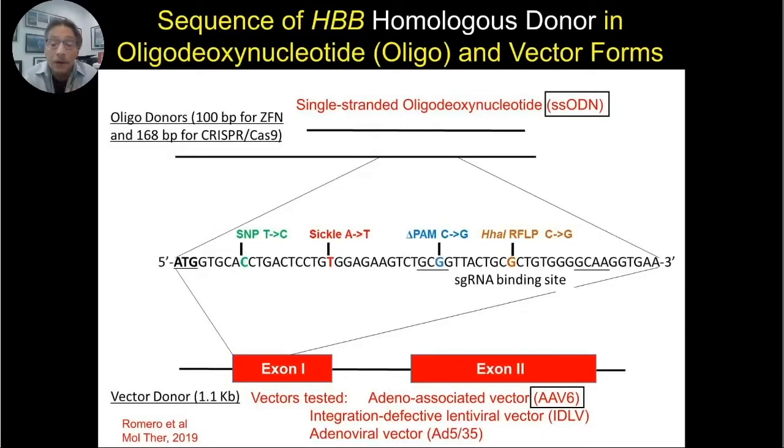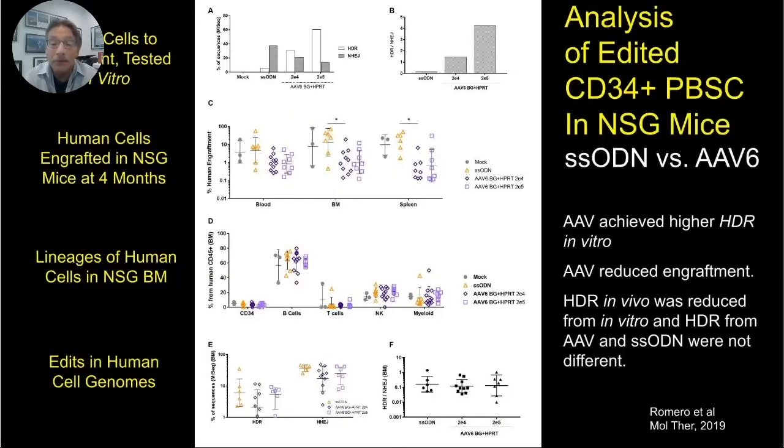For the work that I'll show you, this is the sickle mutation site. We use donors where the guide binds over here. We have a mutation in the donor at the PAM site so that we don't recut. We looked at delivering this either by a single-stranded oligonucleotide or as an AAV6 carrying this 1.1 kb fragment from the 5' end of the globin gene. Let me walk you through this slide. This is where we took CD34 cells, edited them using either an oligonucleotide or an AAV6 as the donor, and then transplanted them into immune deficient mice.